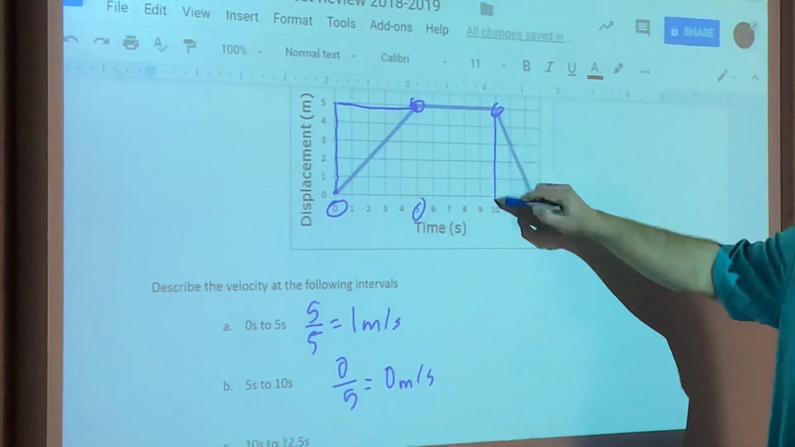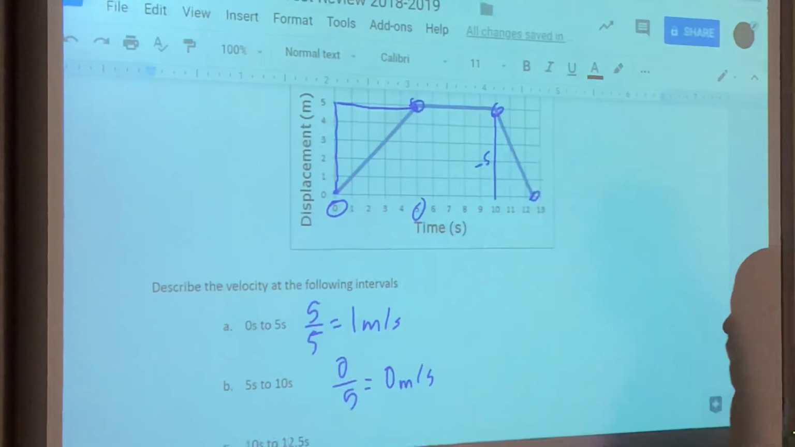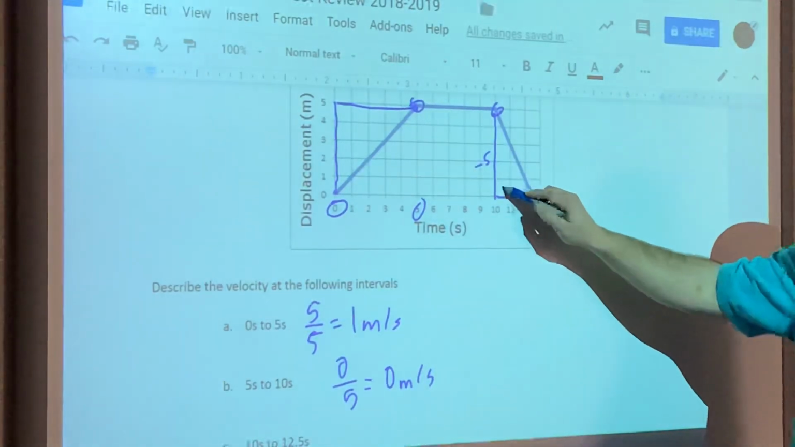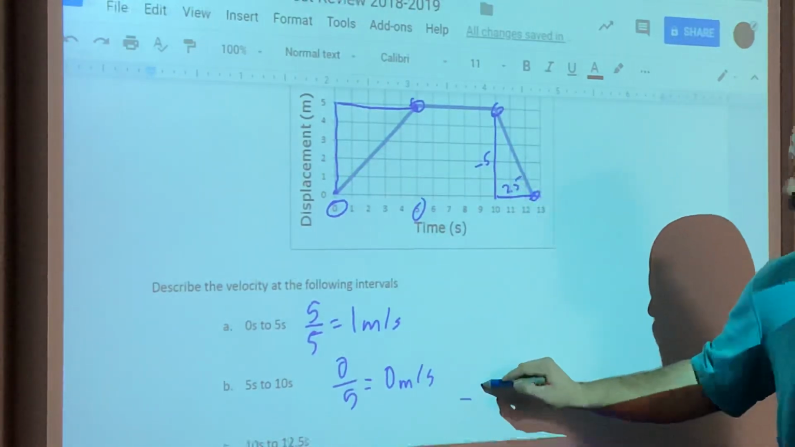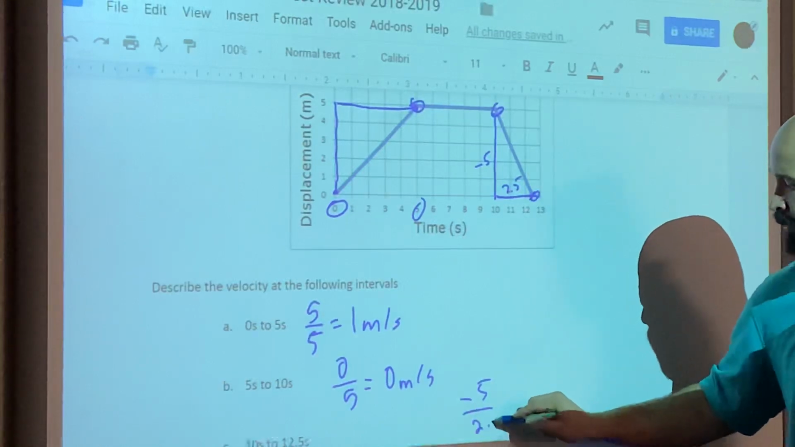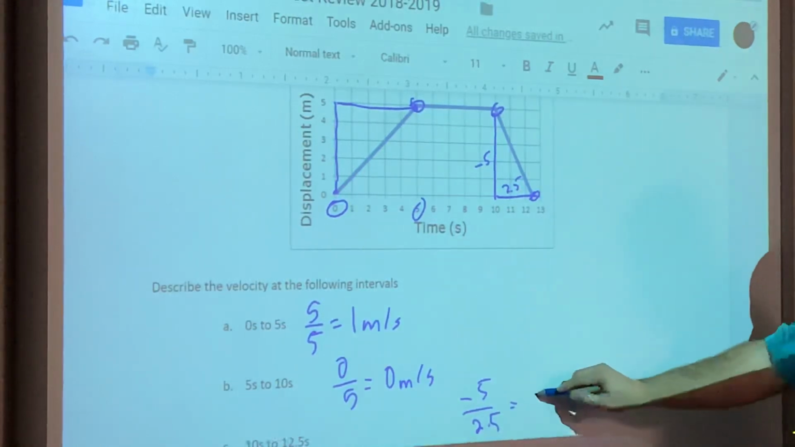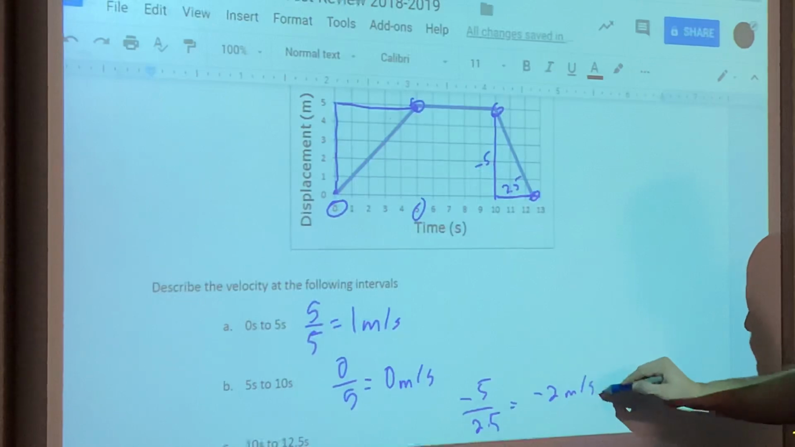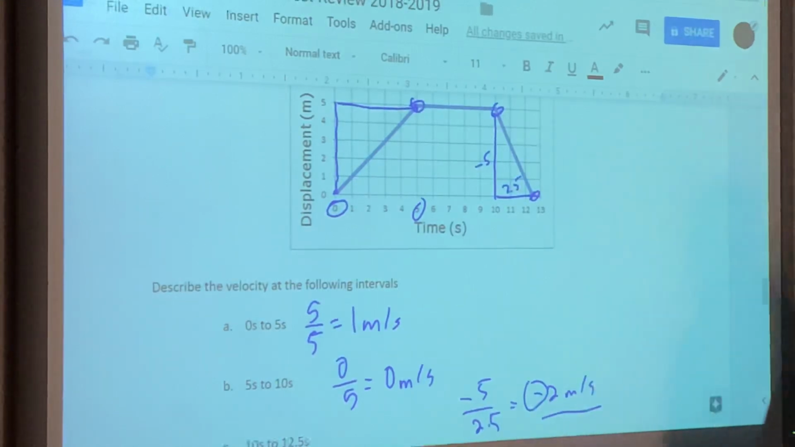And then from 10 to 12 and a half, it goes down 5, so that's negative 5. Then it goes over 2.5. So you do negative 5 divided by 2.5. That gives you negative 2 meters per second. The negative here is going to tell us that that object was going backwards during that point. Okay? So right here, the downward slope is going backwards.